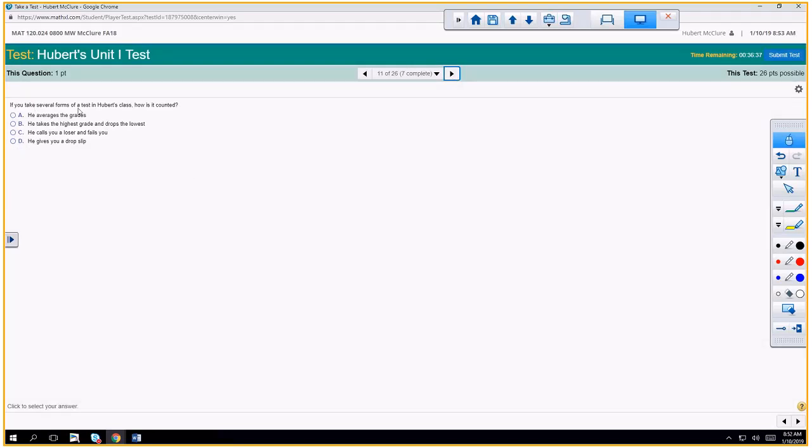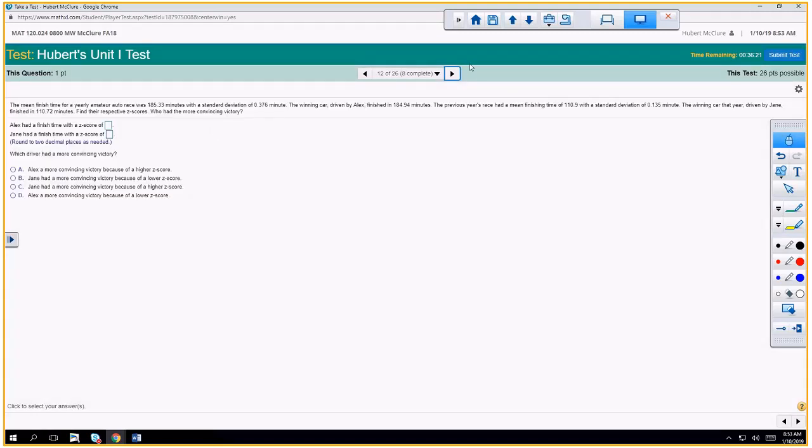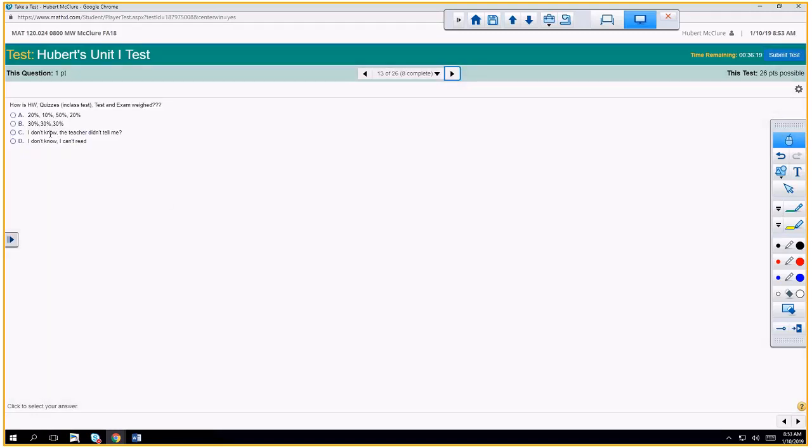If you take several forms of a test in Hubert's class, how is it counted? I will take C as an answer, but it's B. All right? He calls you a loser and fails you. I like that one. There's a math question. In Hubert's class, this is the number 1 most missed question in the test on the bonus questions.